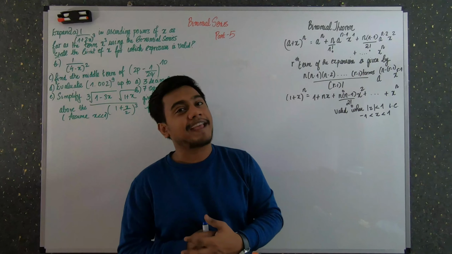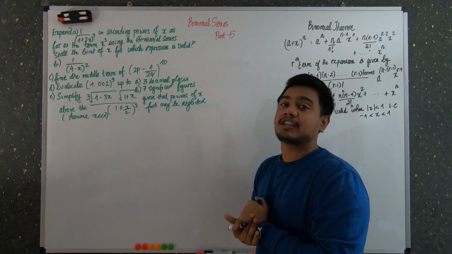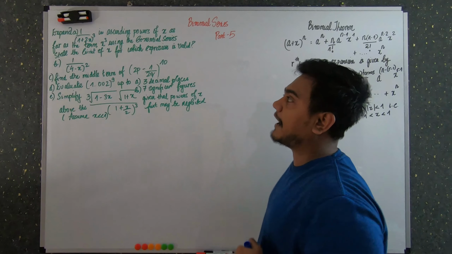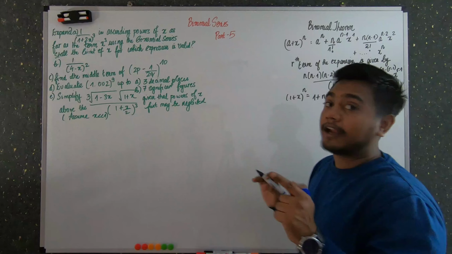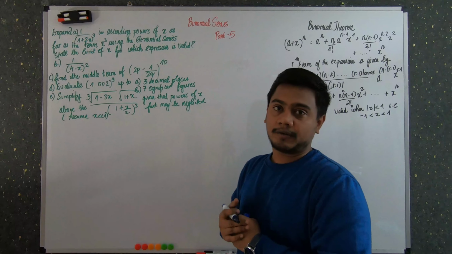State its validity as far as the term x cubed, using the binomial series. That means you have to find the binomial expansion of this expression until the term x cubed appears in the expansion. State the limit of x for which the expansion is valid. How do you get the limit? It is determined by the second term in the expression.